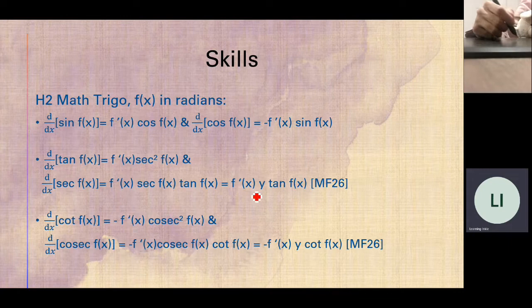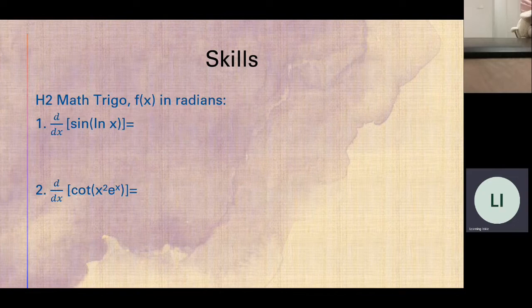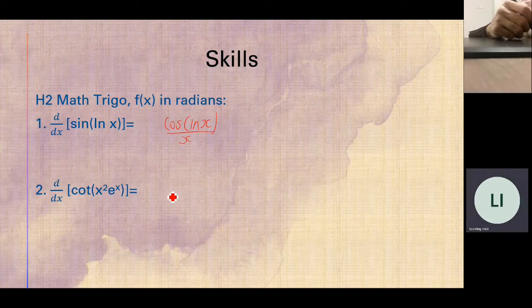So if we're to look at these two examples, all right, very simple. First one, sine of ln x, you want to find the first derivative. Again, outside, then inside. Sine becomes cosine. Differentiate inside, ln x becomes 1 over x. Simple. Cotangent becomes minus cosecant squared.